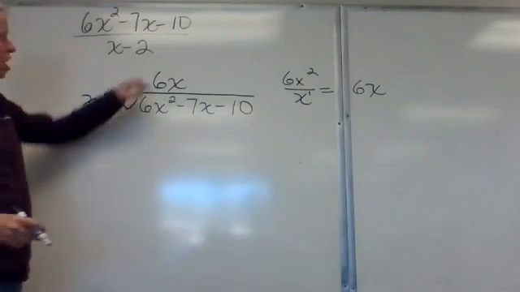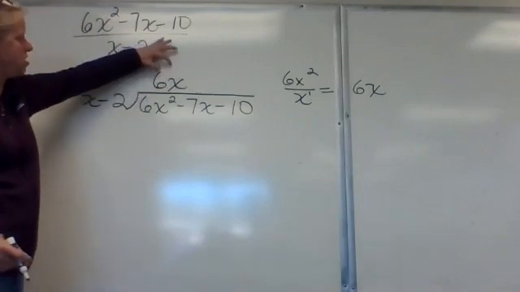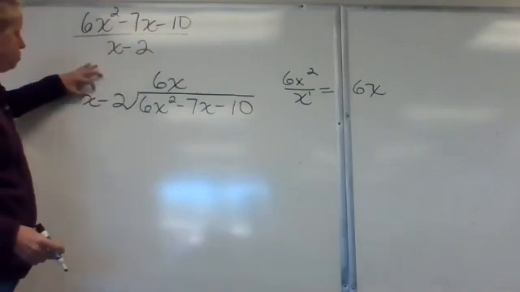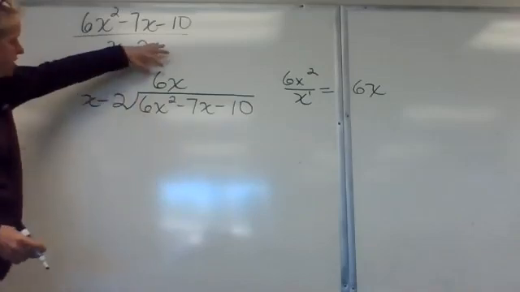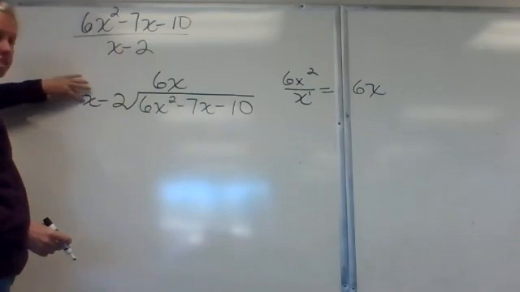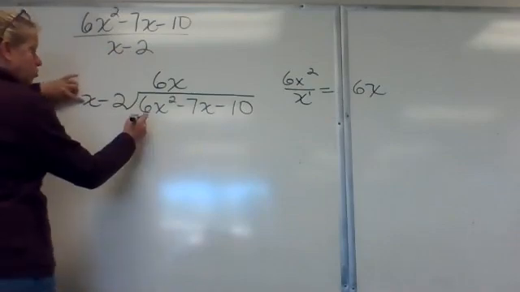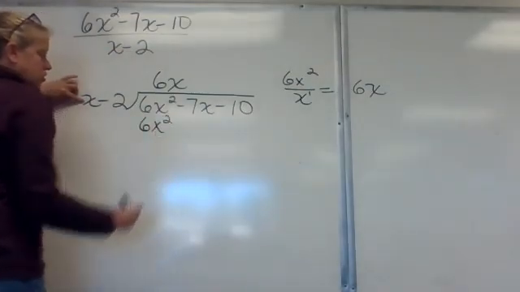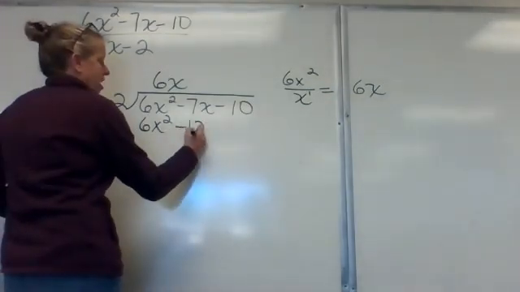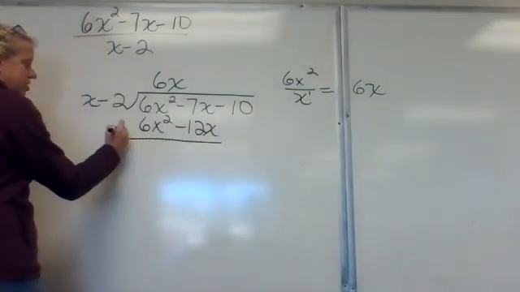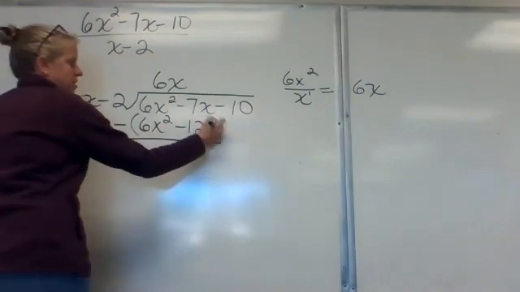Now remember, the rules of long division say whatever you put here, multiply it times both of these and put your answer here. So let's see, I've got 6x times x, which gives me 6x squared. 6x times -2 gives me -12x. And then what do we do? Subtract all that.